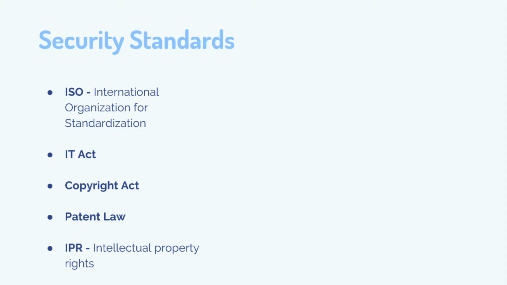For example, if you are building a new mobile phone design, you need to secure the patent for your mobile phone under patent law. So that is important. Then IPR, intellectual property rights. Intellectual property is one of the important things we need to use.